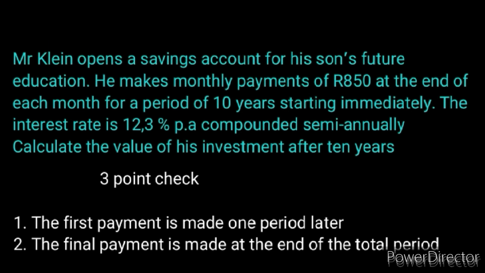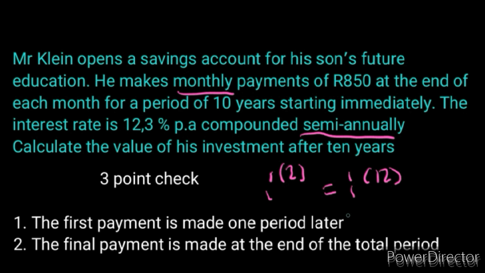So notice the payment is monthly, right? So he makes monthly payments of 850. So the payment is monthly. And notice something about the interest rate. The interest rate is 12.3% per annum compounded semi-annually. So the payment is monthly, yet the interest rate is semi-annually. So we have to convert it from semi-annually, which is also known as I2, into monthly, which is known as I12. So you should understand these symbols because they can actually ask you indirectly.